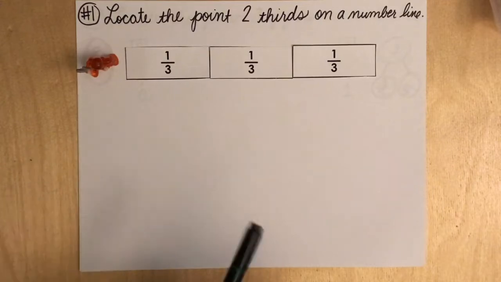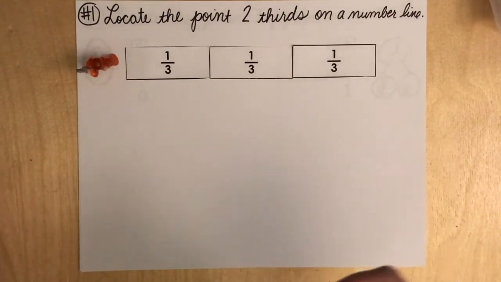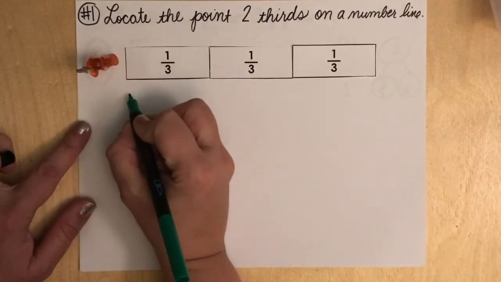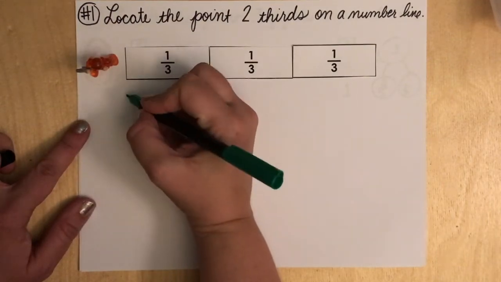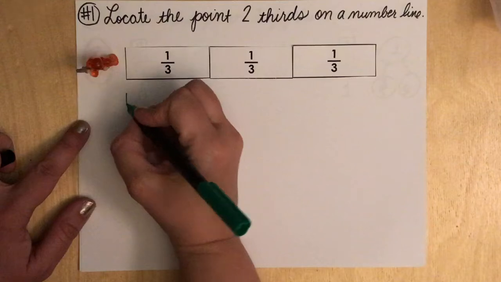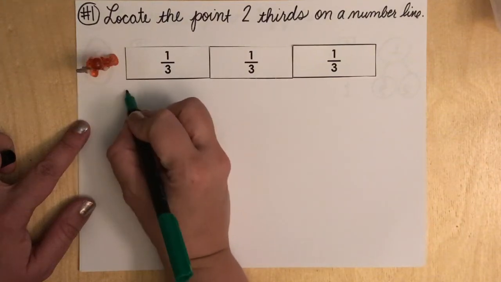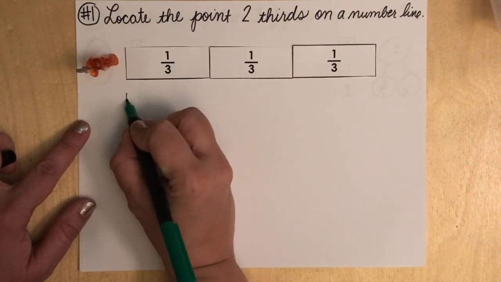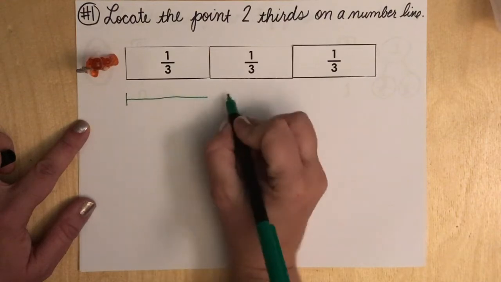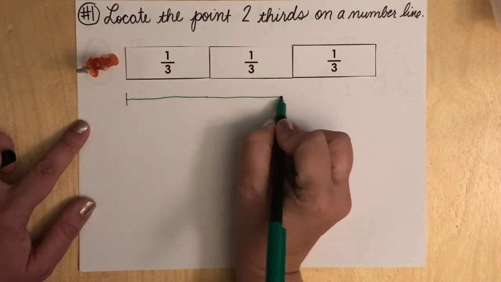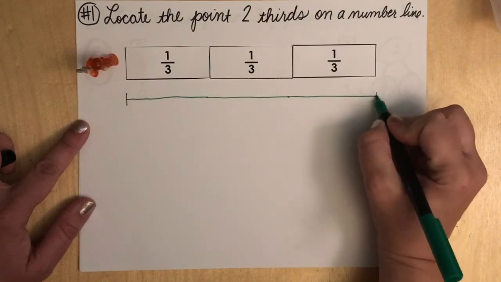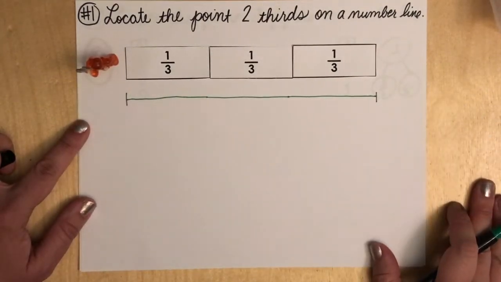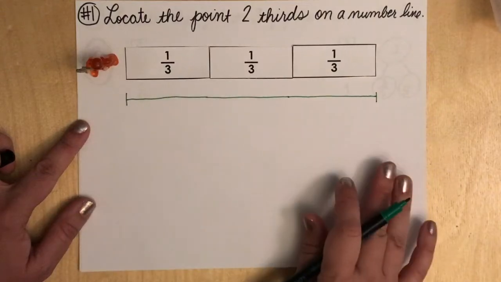Now that you have your thirds lined up, I'd like you guys to draw a line underneath your thirds a little distance away, but really I just want your line to be about as long as your thirds. So I'm going to draw a little mark here to show where my thirds start. And then I'm going to draw a line slowly and carefully all the way to the end of my thirds. And I'm going to draw a little tick mark at both ends.